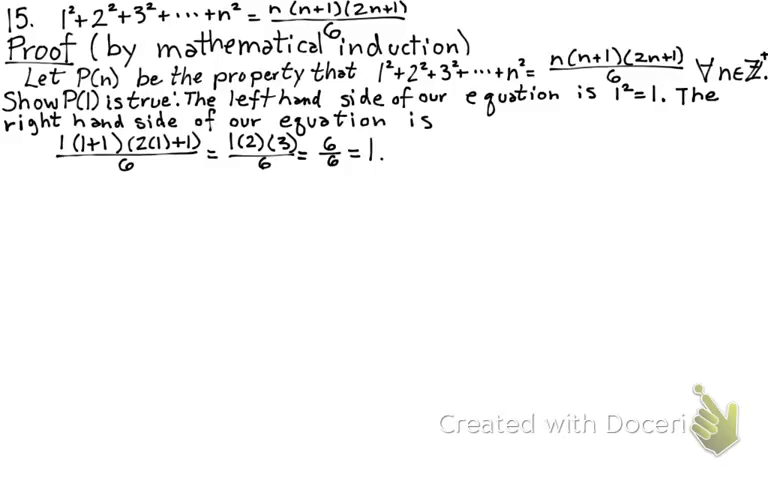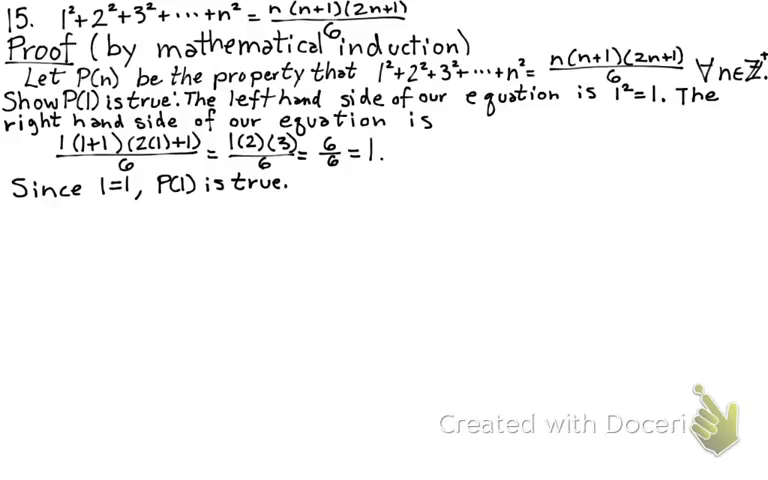Then we can go on to say, since 1 equals 1, P of 1 is true. So our basis step has been proven.